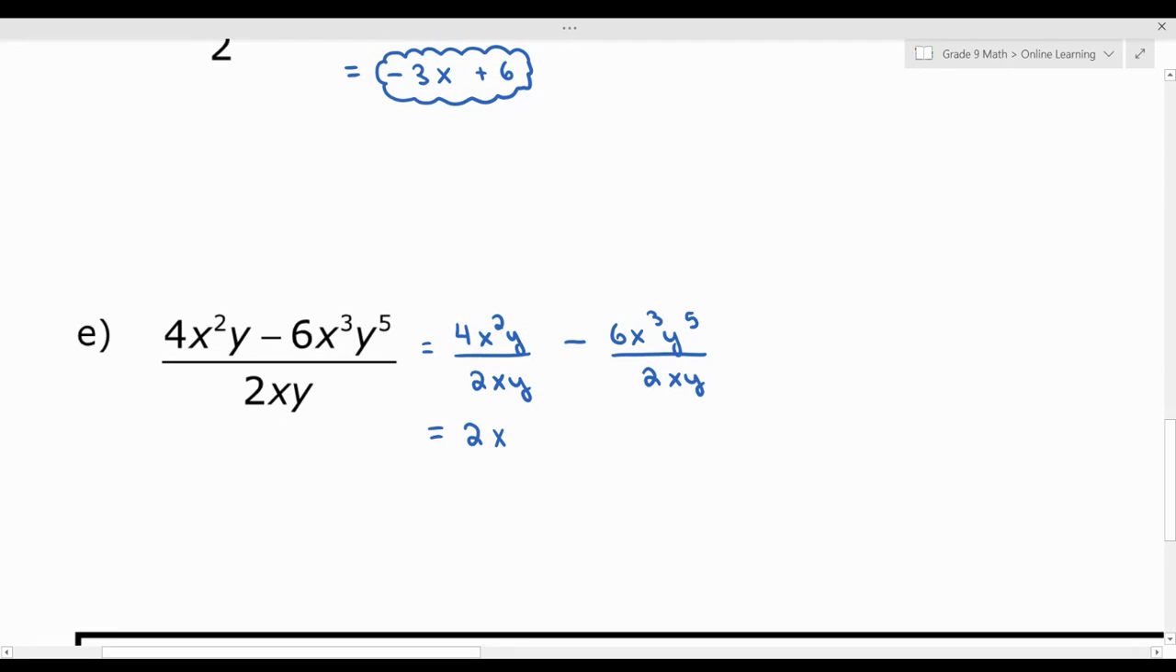And then hopefully you'll notice there's a y on top, y on the bottom. So that's a 1 and a 1. Those are going to cancel out. So there won't be any y here. And then minus 6 divided by 2 is 3.